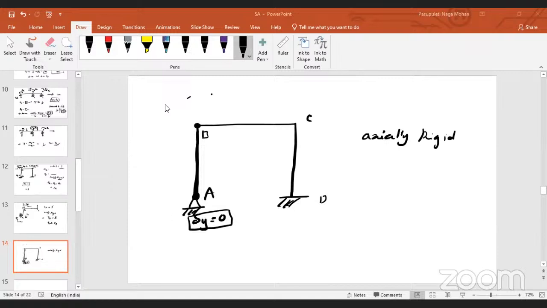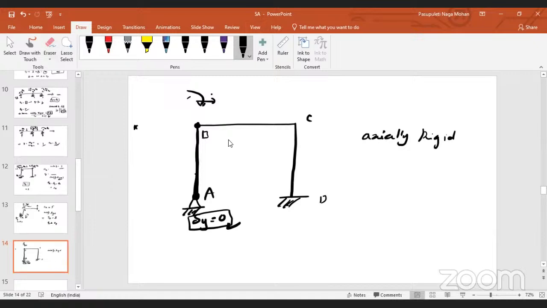So there is no vertical displacement at point A, and similarly there is no vertical displacement at point B. Previously we considered horizontal, vertical and rotation. As the vertical is equal to 0 because this is axially rigid, vertical deflection at point B is also not possible. So out of these three, I can eliminate the vertical direction.